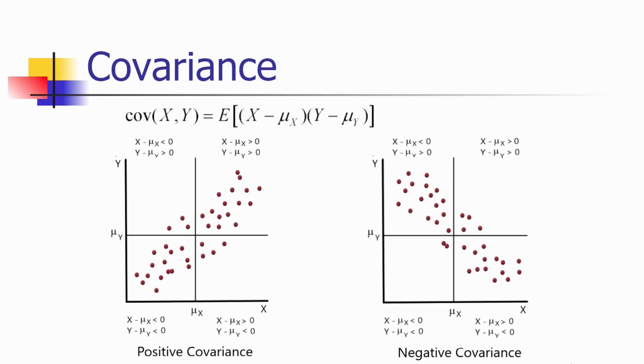In the diagram on the right, we get something different. Most of the observed data points, most of the density of the distribution falls in the top left and the bottom right portions of the diagram. And in those regions, the products of the deviation of x from its mean and y from its mean would be negative, and therefore we would observe a negative covariance.